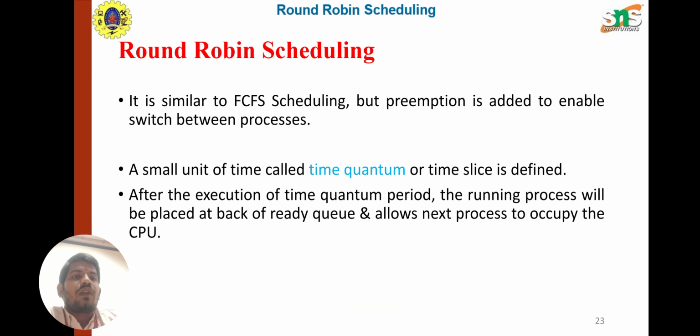In round robin scheduling, it is similar to first come first serve, but preemption is added to enable switching between processes. A small unit of time called a time quantum or time slice is defined. After the execution of the time quantum period, the running process is placed at the back of the ready queue, which allows the next process to occupy the CPU. So this is all about CPU scheduling algorithms.